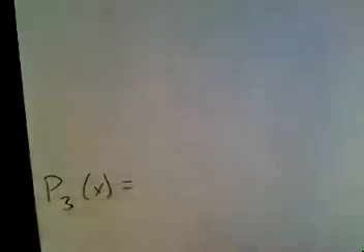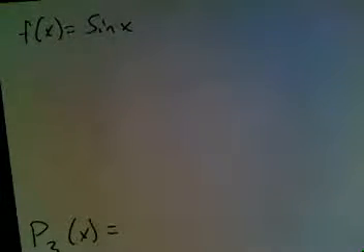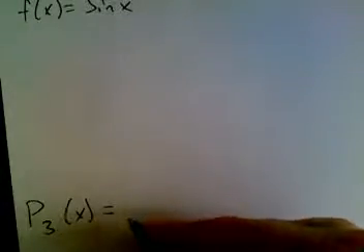What we're going to do here then is start out with f of x equal to the sine of x, and I want the third polynomial. So I'm going to write down here, I want p sub 3 of x. Well, for me to find that, I'm going to go ahead and look at my notes right here.